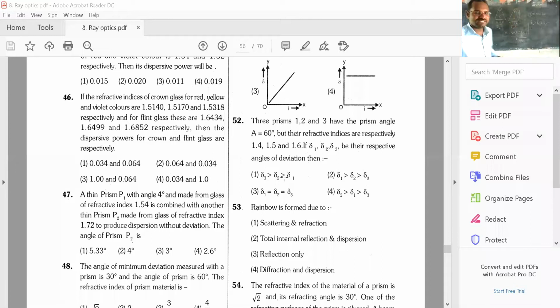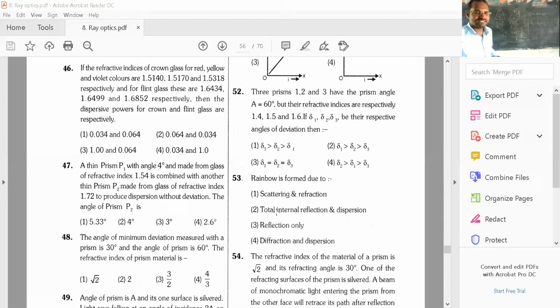Question number 53. It is a direct oral question. Rainbow is formed due to total internal reflection and dispersion. The second option is the right answer. The first option, scattering and reflection, is wrong. This phenomenon also may occur, but the main reason is total internal reflection only. So this reason should be there.